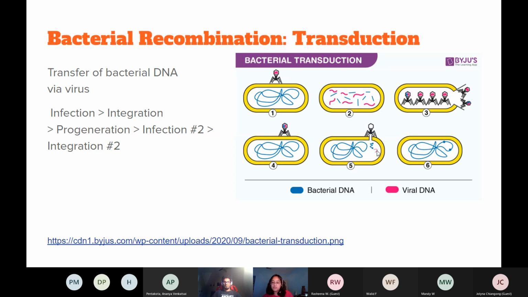And so now you have DNA from bacteria 2 here, DNA from bacteria 1 here, and then also some viral DNA. And then the two kinds of bacterial DNA are able to integrate into each other. So we have infection, step 1, integration, step 2, regeneration, step 3, the second infection into the second bacterial cell, and then integration into the second bacterial cell. So bacteria number 2 has DNA from both bacteria 1 and 2.